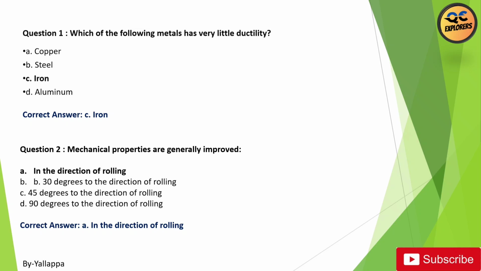Question 2. Mechanical properties are generally improved in which direction? Is it the direction of rolling, or at an angle of 30, 45, or 90 degrees? The correct answer is A, in the direction of rolling. When metal is rolled, the grains and inclusions elongate.